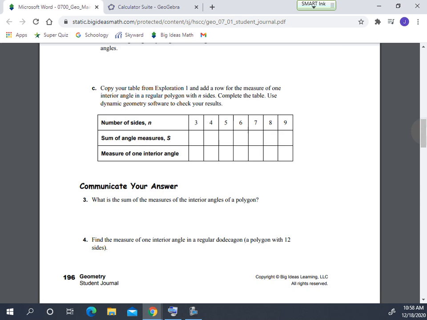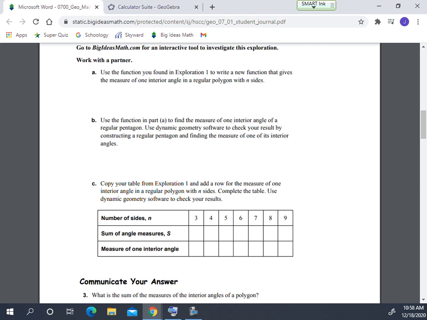Now, use the function you found in expression 1 to write a new function that gives a measure of one interior angle of a regular polygon. Oh, so we want to find one interior angle of a regular polygon. That's important. A regular polygon means, a little refresher again, that all angles are congruent in the polygon.